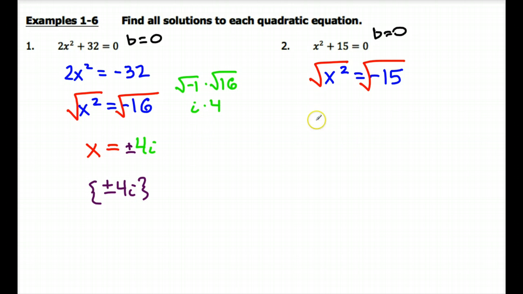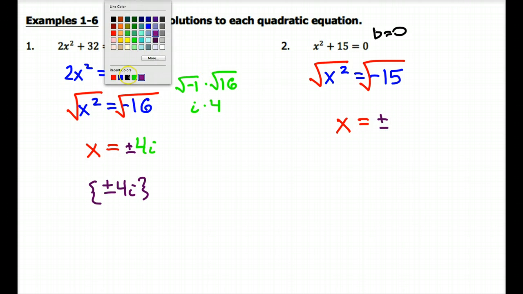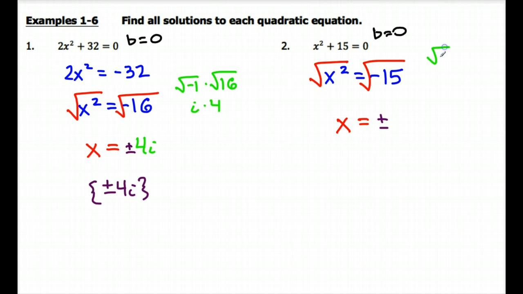Okay, and that's going to give me x equals, I'm not going to forget my plus or minus sign, plus or minus the square root of negative 15. I'm going to split that up into the square root of negative 1 times the square root of 15. You can't simplify radical 15 anymore, so this just becomes i radical 15. Okay, so my answer for this one is just going to be plus or minus i radical 15.